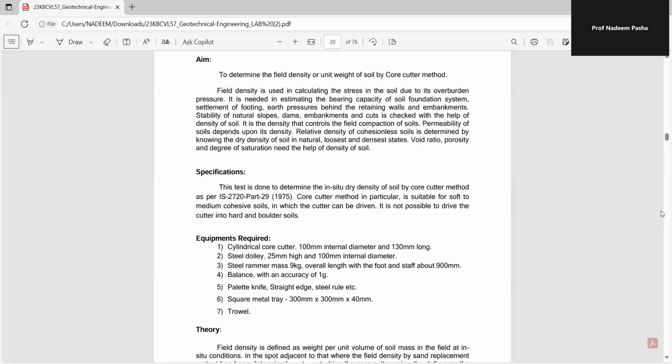So what are the equipments required? Cylindrical core cutter, 100 mm internal diameter and 130 mm long. Steel dolly, 25 mm high and 100 mm internal diameter. Steel rammer, mass 9 kg. Overall length is to calculate this one.